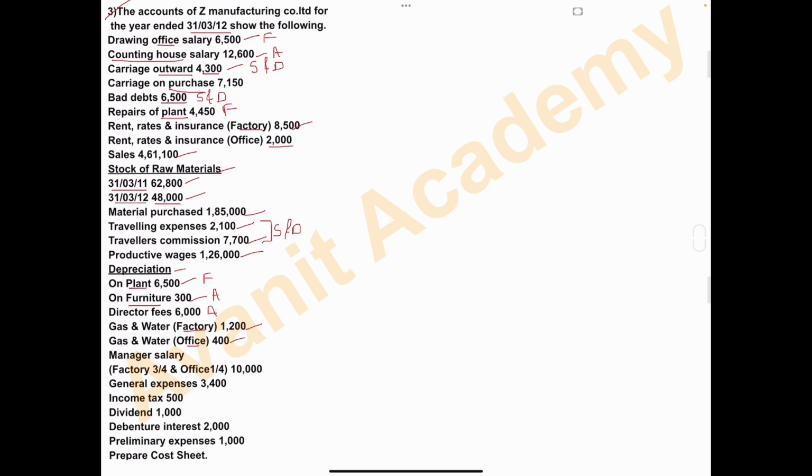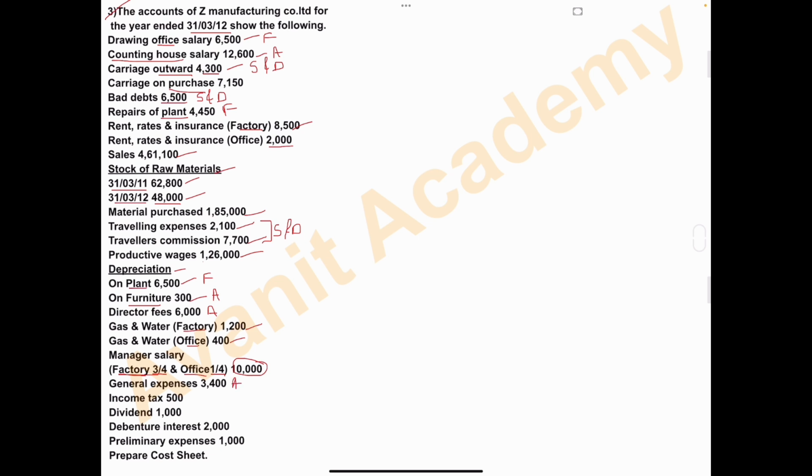Manager salary. Total manager salary amount is 10,000. But three-fourths of this 10,000 we have to take under factory overhead, because this manager is working in both departments, that is factory and office. So 3/4 of 10,000 we take under factory, and 1/4 of 10,000 we take under the head office overhead. Clear? Next, general expenses 3,400 will be taken under administrative overhead.